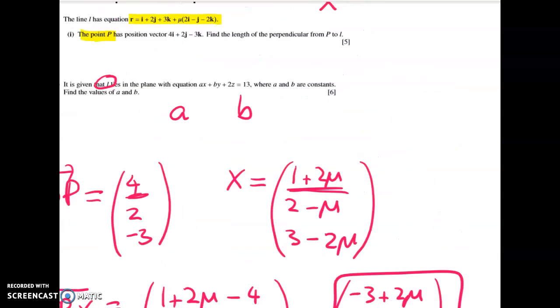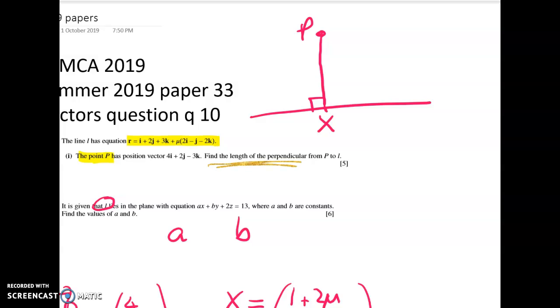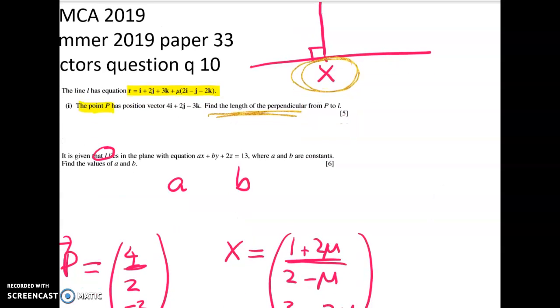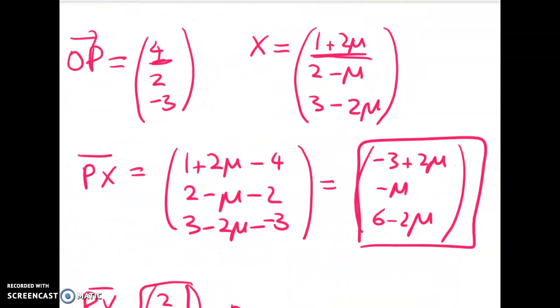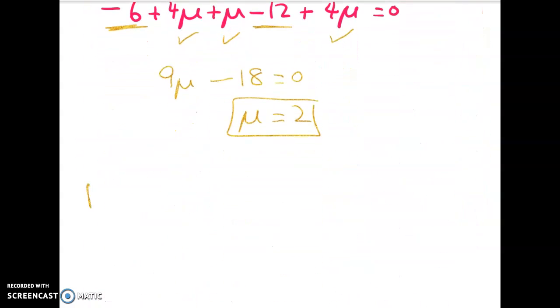Now, what did we have to find? We had to find the length of the perpendicular from P to L. We don't need the coordinates of X in particular, although they might be useful later on. But we've got our expressions for the components of PX, and it's this here. So all we want to do is substitute in μ equals 2 to get that vector PX. So PX is going to equal -3 + 2μ, which is 4, -μ, so -2, and 6 - 2μ, so 6 - 4.